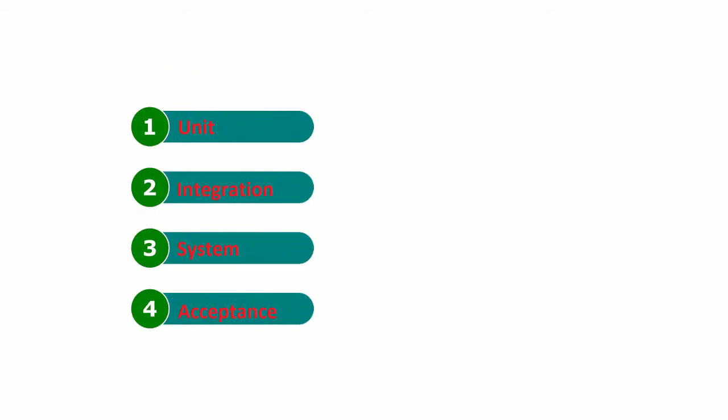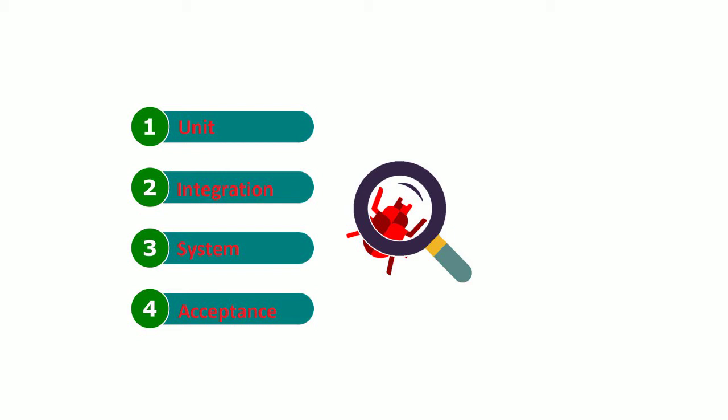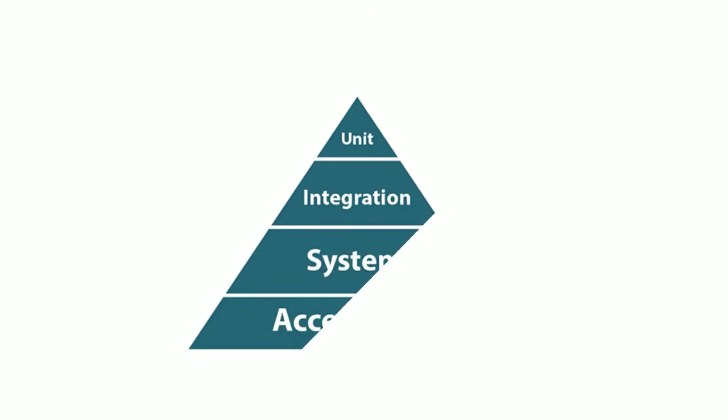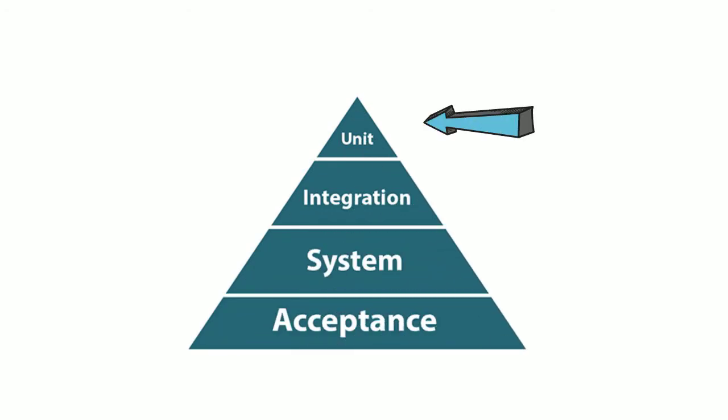In this video, we will study the different levels of testing. So let's begin. Software testing can be performed at different levels of the software development process. Performing testing activities at multiple levels helps in early identification of bugs and a better quality of software application. In this tutorial, we will be studying the different levels of testing, namely unit, integration, system, and acceptance testing.